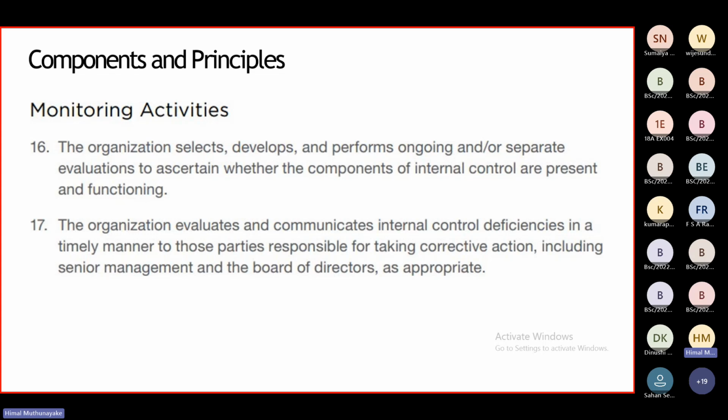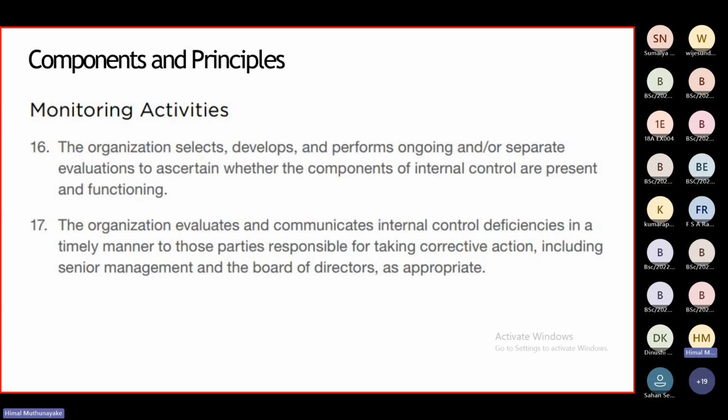Then the organization evaluates and communicates internal control deficiencies. If there are any deficiencies you have identified, you need to evaluate them. What is the level of deficiency? Is it an acceptable level or not? And you have to communicate it to the relevant parties who have the responsibility regarding those deficiencies. And you need to take the corrective actions. Right? That is another monitoring activity.